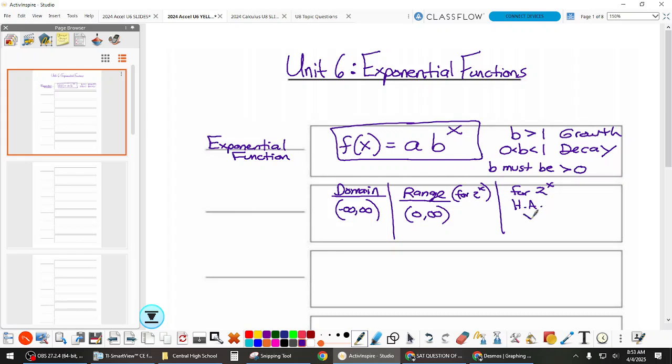We have a horizontal asymptote at y equals 0 for 2 to the x. I'd like to get to the trig stuff, but I doubt we will. Do we have any first class terms for this? No. You can only ever grow to 4.